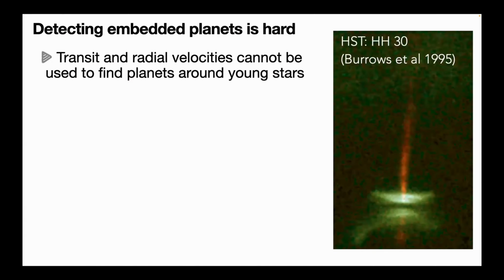How do we find protoplanets? Well, it's very difficult. The classical methods, transit and radial velocity, you cannot really use, because you need your system to be close to edge-on. And if your system is close to edge-on, you have the disk in your line of sight. The disk is optically thick, you can't see the star, so you cannot do transit or radial velocity.